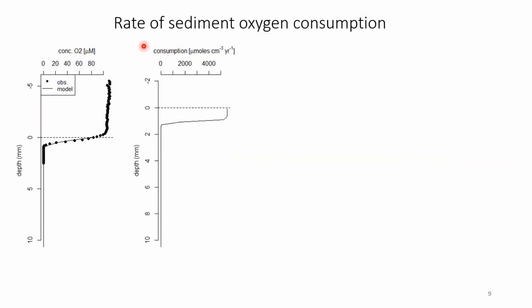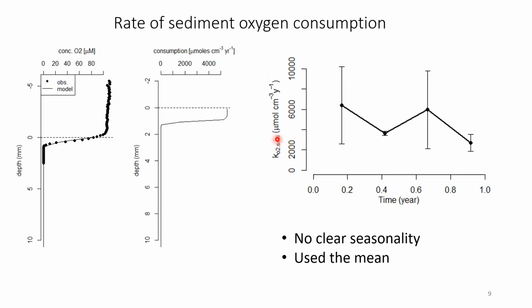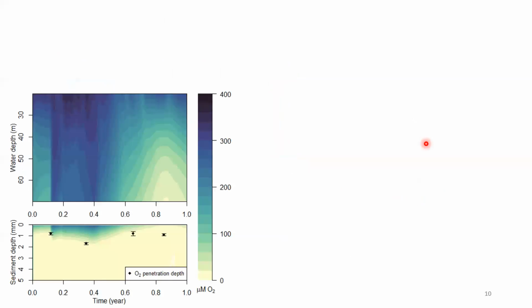So to get the rate of sediment oxygen consumption, we fit a diffusive reactive equation to the microsensor profile, and we can get that particular rate constant. We did it for all our micro profiles, and we did not find any clear seasonality. Therefore, we can assume that the rate of sediment oxygen consumption is the same throughout the year.